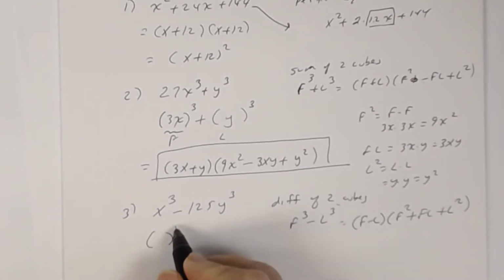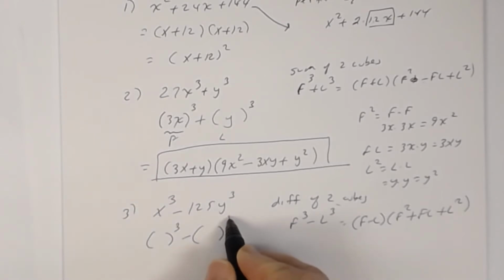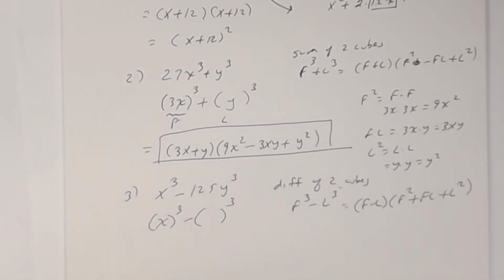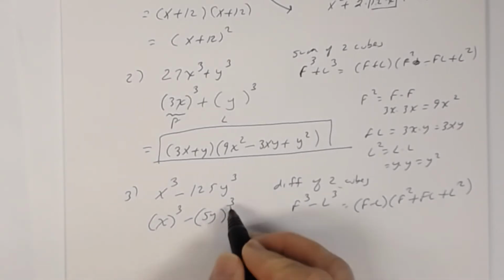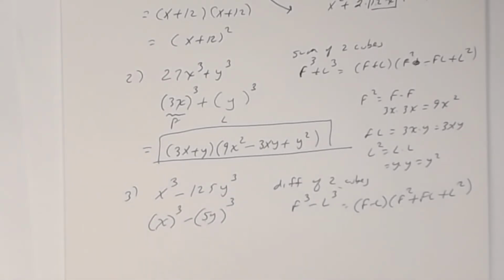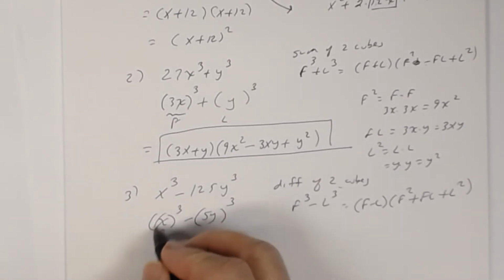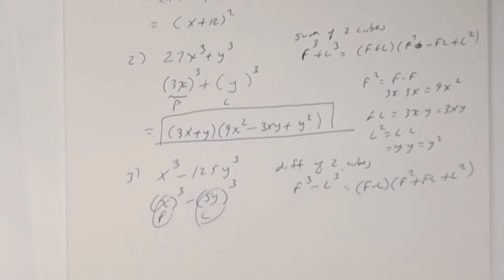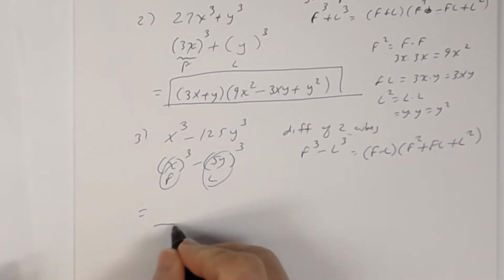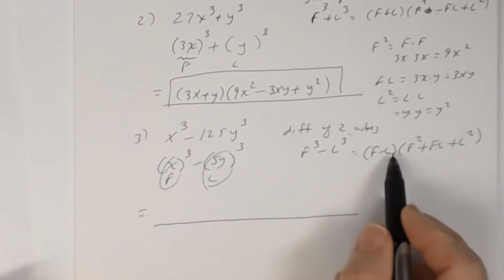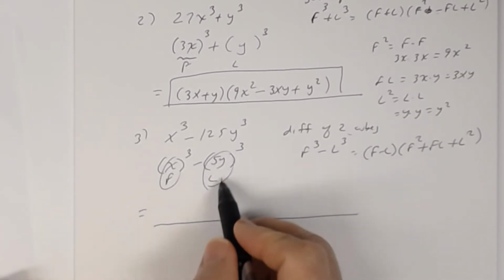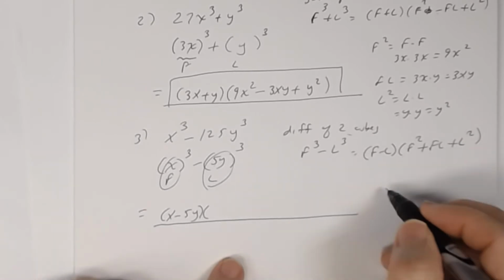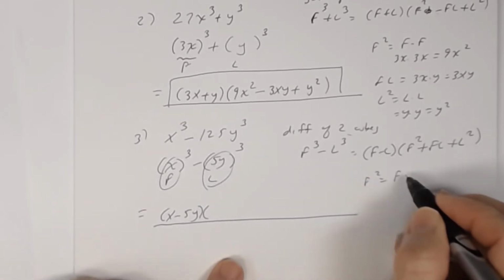And so now let's do that little second part here. So we're going to see, can I write this as something cubed minus something cubed? Well, x times itself 3 times is x cubed, and then 5y times itself 3 times is 125y cubed. So I found my f and I found my L. Okay? And now we're going to just substitute into our formula. So the answer is going to be f minus L, so x minus 5y, in parentheses, times, and then I square f. So remember, f squared means f times f.